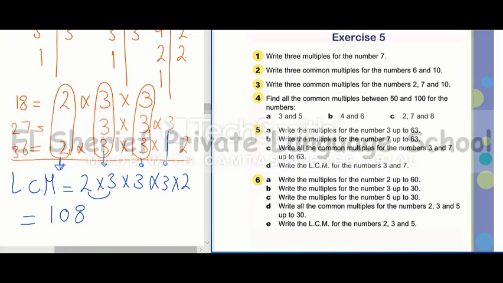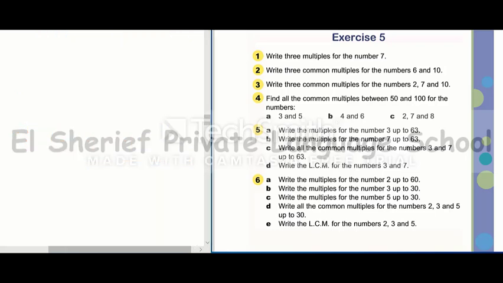Exercise number 4 in the book, page 67. I will solve letter C. Here we have: find all the common multiples between 50 and 100.